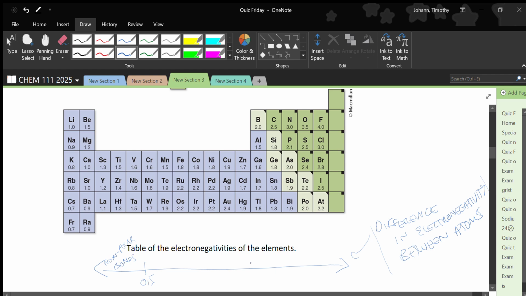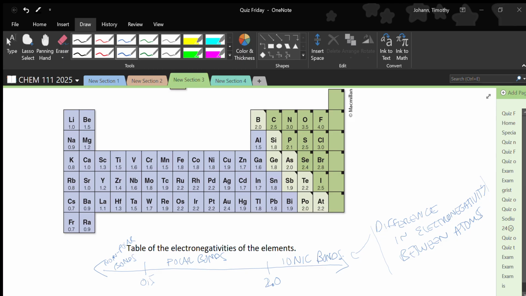And then if we have a difference of up to 2.0, which is where they're drawing the line, we're going to call those polar bonds. And then 2.0 and greater, they become ionic bonds. In other words, the sharing is so bad that one atom takes the electron from the other and doesn't share. Does that make sense?